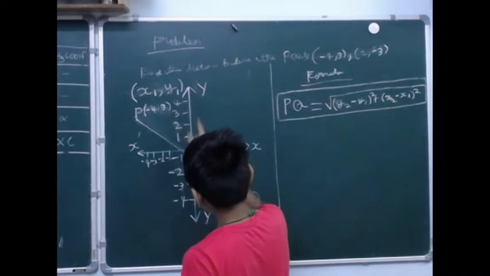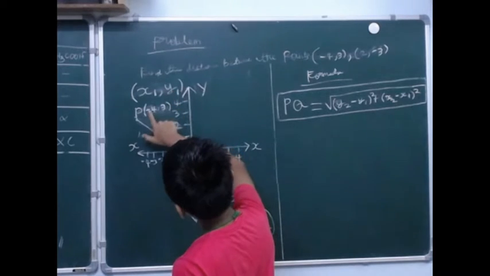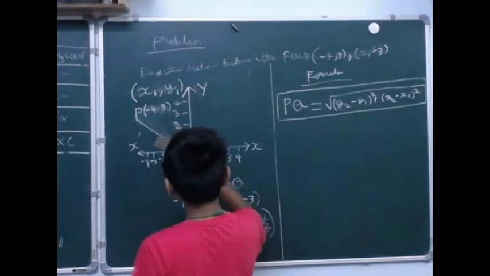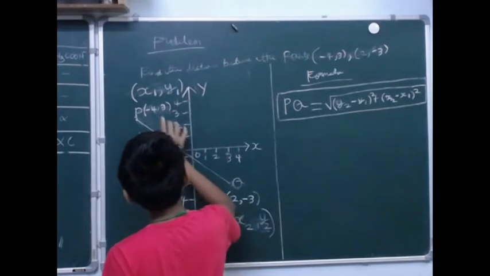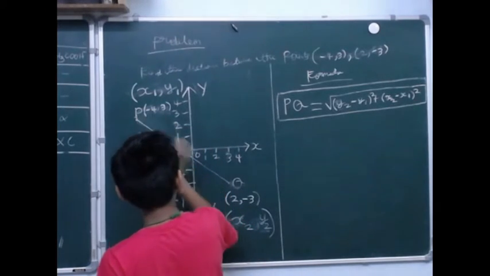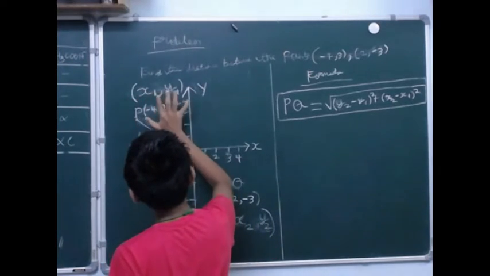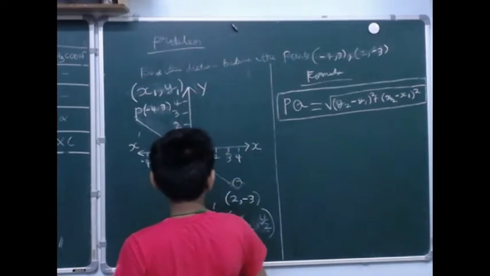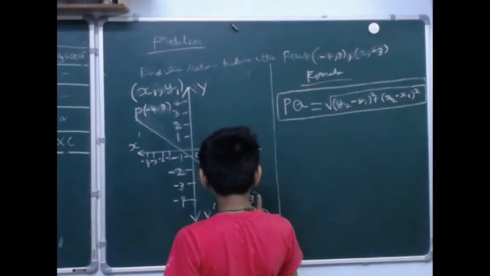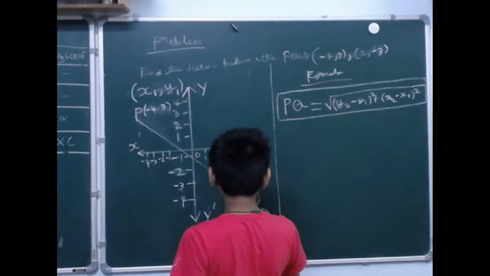That is given on the x-axis and y-axis. Horizontally is the x-axis, vertically the y-axis. They gave 2 points P and Q. For P, they gave x1, y1, that is minus 4, 3. And for Q, x2, y2, that is 2, minus 3.